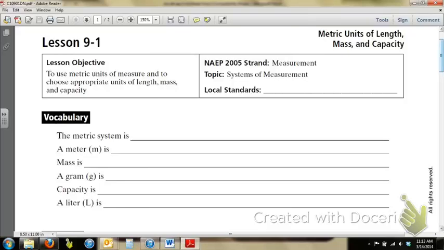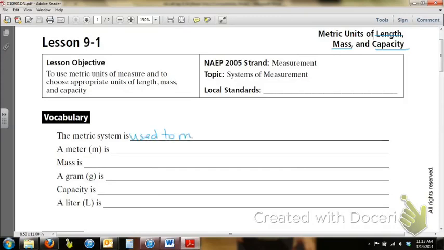In Lesson 9.1, we're going to take a look at metric units of length, mass, and capacity. So what is the metric system? Well, the metric system is used to measure a few things. We measure weight, we measure length, or we measure volume using powers of 10.